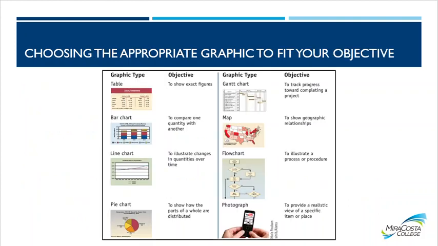Choosing the appropriate graphic to fit your objective. You might need to zoom in on this slide here, but here are some examples of the graphic type and the objective of the graphic. So tables, bar chart, line chart, pie chart. These are the most common here. A Gantt chart, a map, a flow chart, and a photograph. And these are the objectives that go with it.